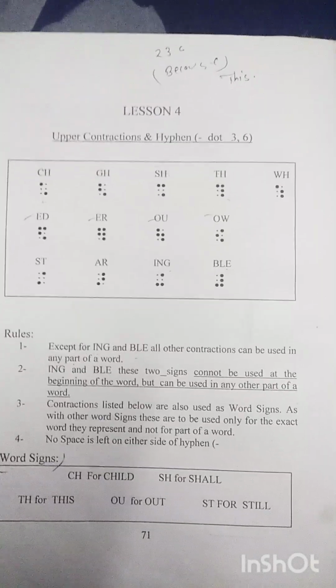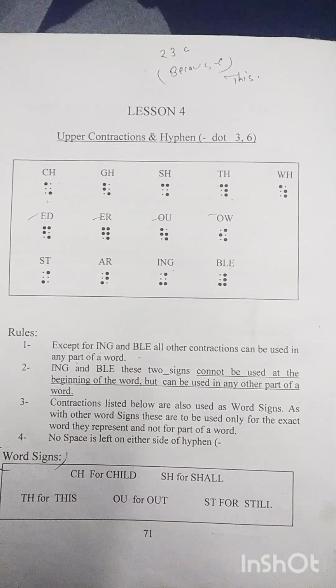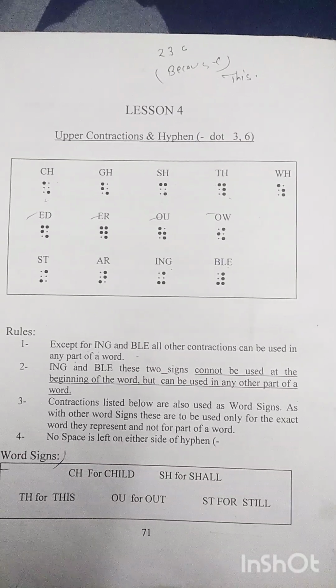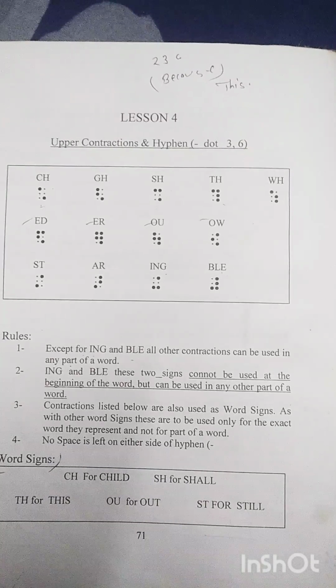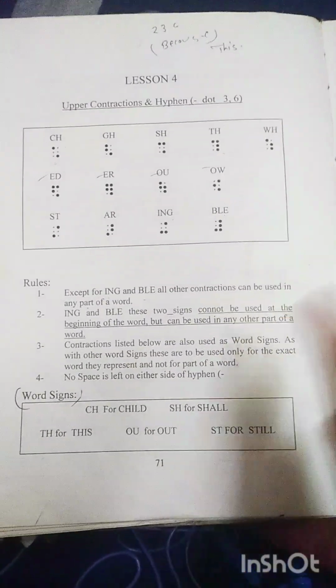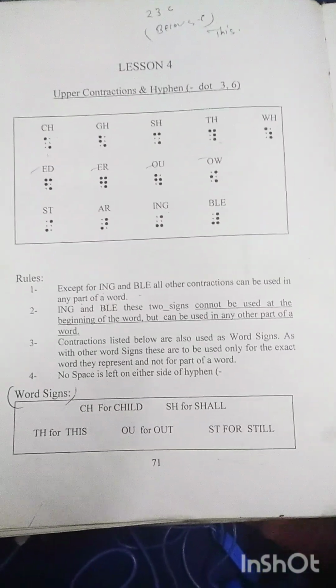2 4 6. For ST, 3 4. For AR, 3 4 5. For ING, 3 4 6. And for BLE, 3 4 5 6. So these are all the contractions, and here you can see all the rules are written. Firstly, if you start writing, just go through all the rules.